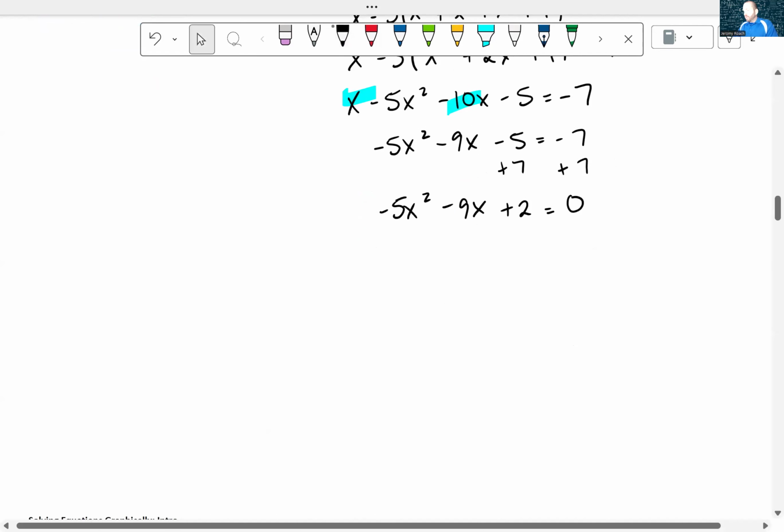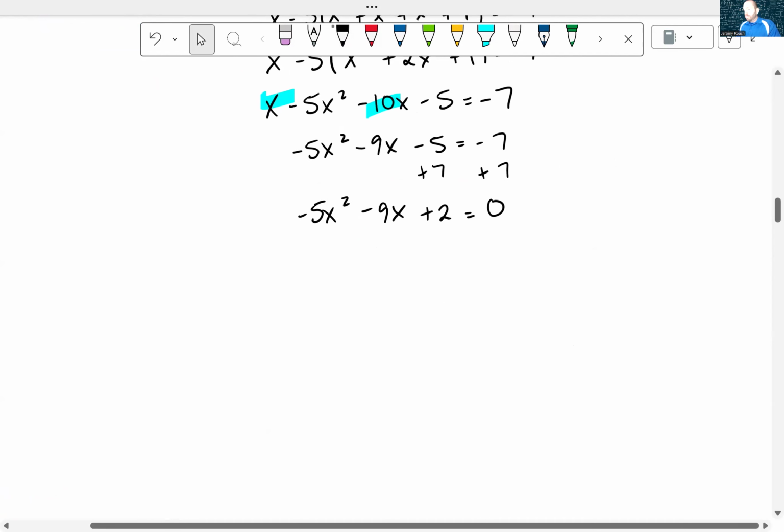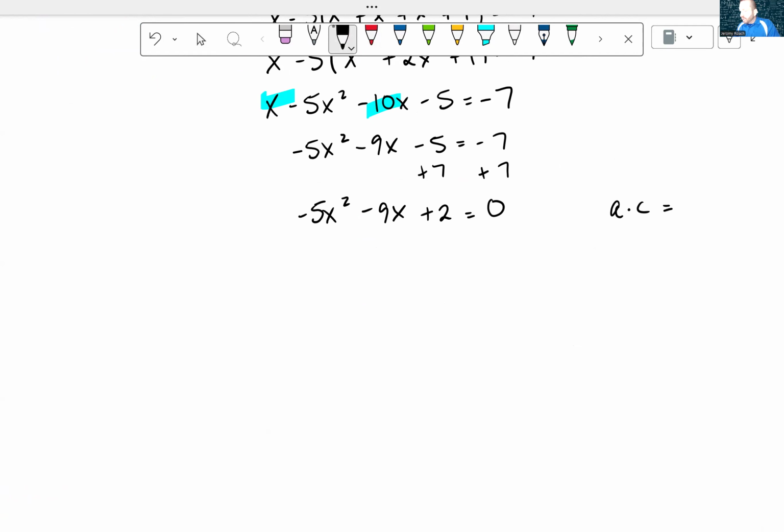All right. Let's try to factor this with the AC method before we do the quadratic formula. Let's see if we get a good answer for this. So if we do A times C, we get negative 10. And it looks like if we did negative 10 times 1, that would add up to negative 9, or the value of B. So now we have negative 5x squared minus 10x plus 1x plus 2 is equal to 0.